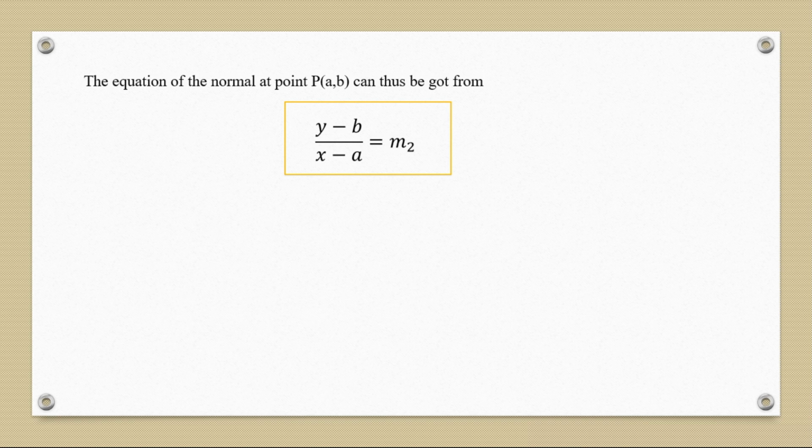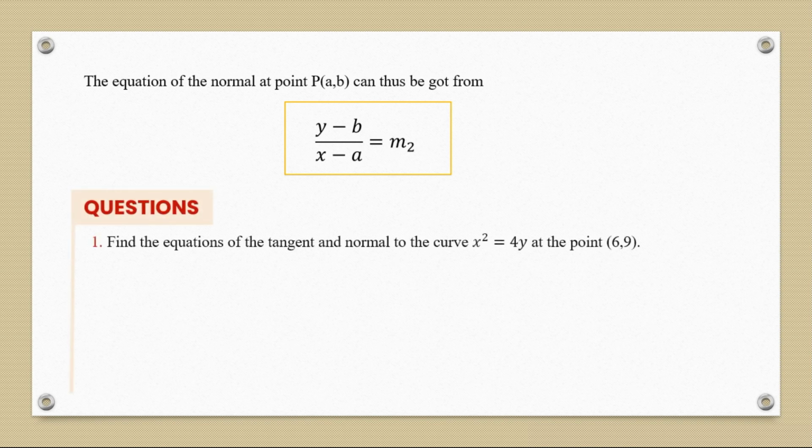These are the equations that you should memorize, and they'll be useful as you follow the different examples. Alright, let's look at example number 1. We're being told to find the equations of the tangent and normal to the curve x² = 4y at the point (6, 9).